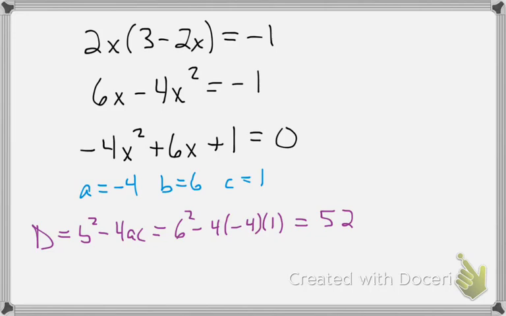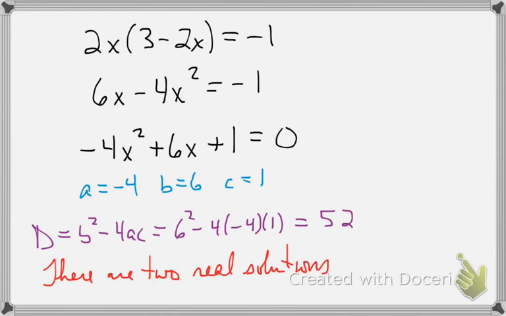What does this mean? There are two real solutions. They are real. But are they going to be real pretty? No. So we cannot get by factoring. 52 is not a perfect square. So although we're going to get two real solutions, they're going to be irrational, and therefore we don't want to approach this with factoring. So how do you want to solve this one?